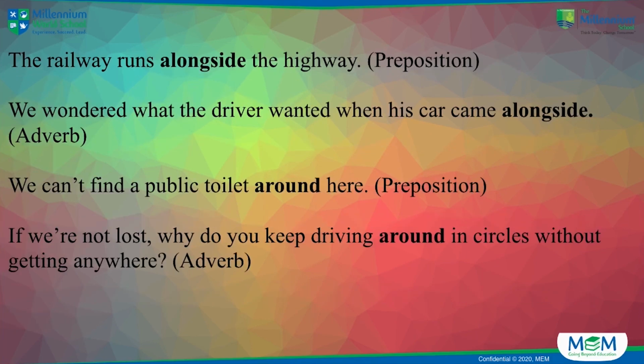The railway runs alongside the highway. We wondered what the driver wanted when his car came alongside. Now do you see? Again the same thing. A preposition requires an object, whereas an adverb doesn't. We can't find a public toilet around here. If we are not lost, why do you keep driving around in circles without getting anywhere? Now, after going through all these examples, I'm sure you have got the correct idea of how to distinguish between a preposition and an adverb.